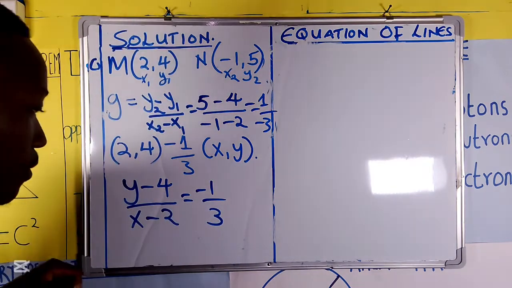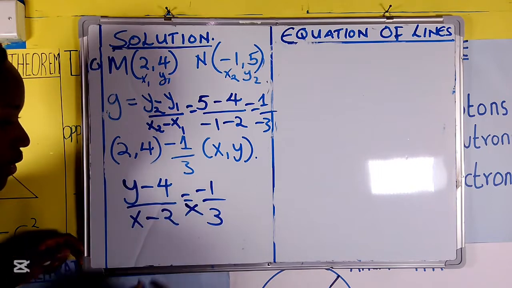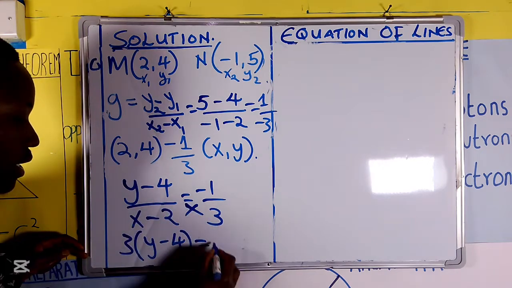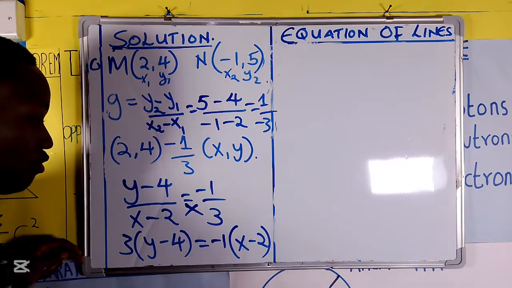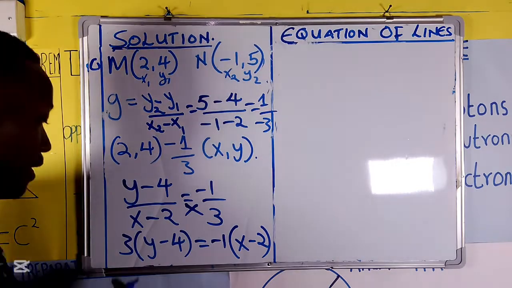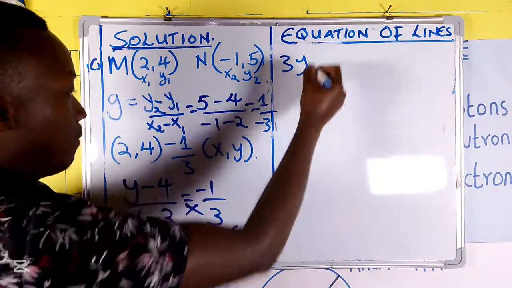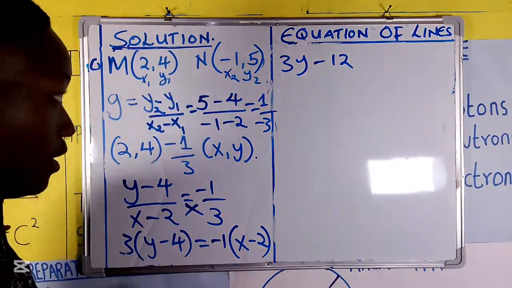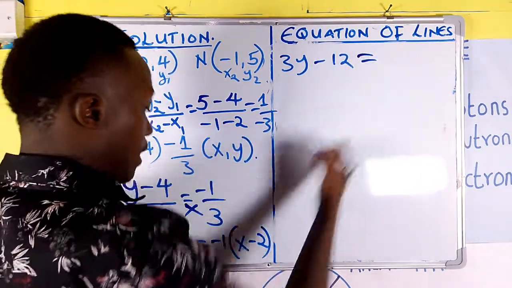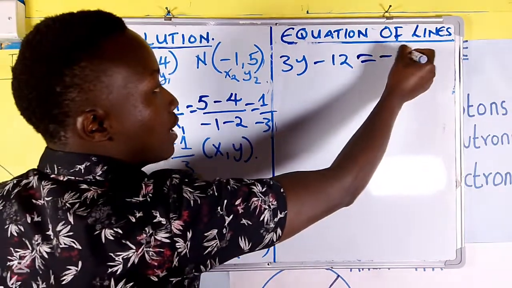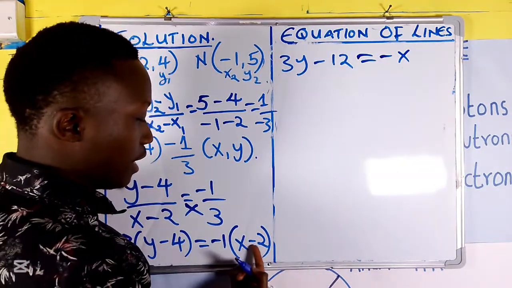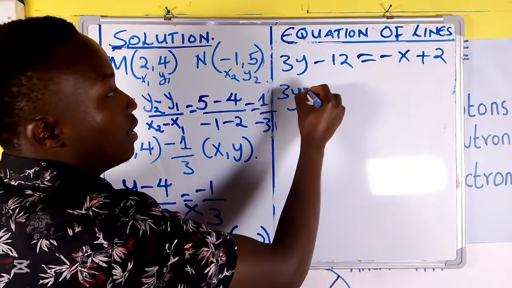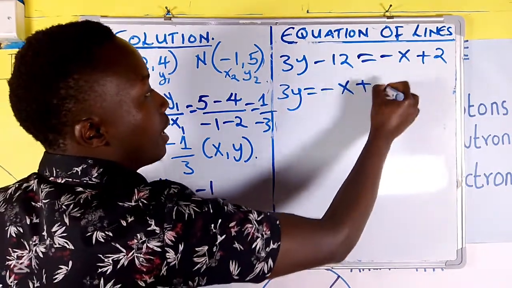over 3. Once we have that, we will cross multiply and have 3 multiplied by y minus 4 is equal to negative 1 into bracket x minus 2. So that will give us 3y. 3 times negative 4 is negative 12, and negative 1 times x is negative x, and negative 1 times negative 2 is plus 2. So that will give us 3y minus 12 is equal to negative x plus 2.